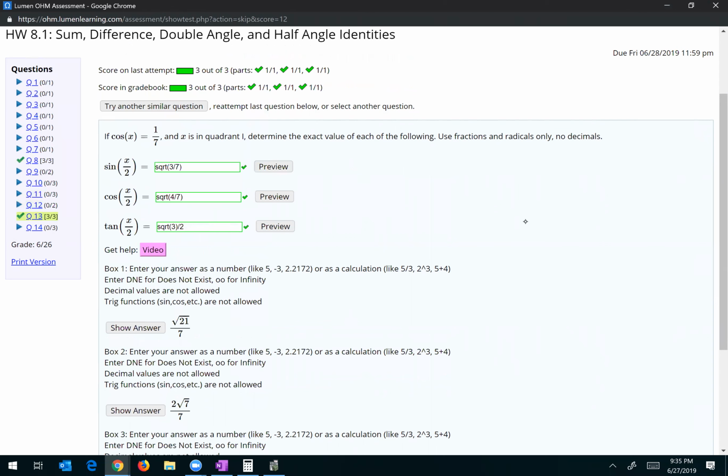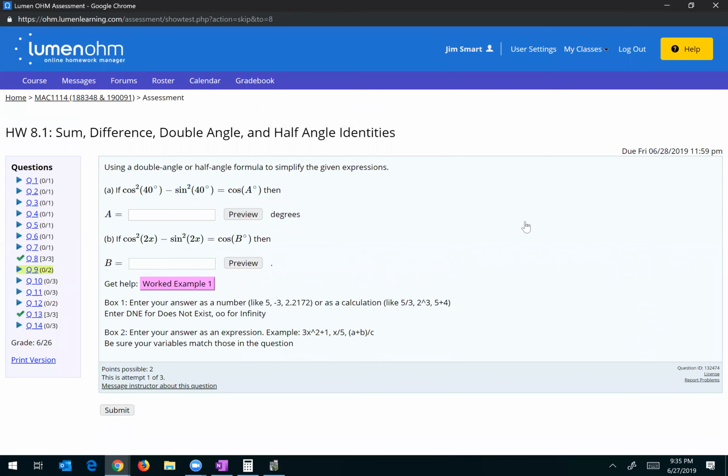I don't think I had anything else for 8.1, honestly. Okay, good. Let's go with that. And Scott, did you have any more from 8.1 that you wanted to look at? I had number 9. Number 9. Okay.